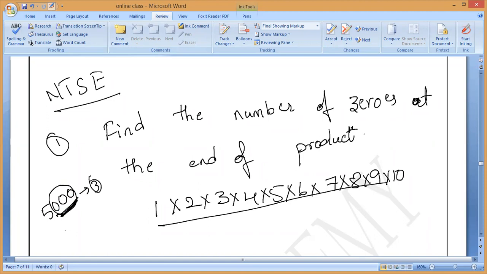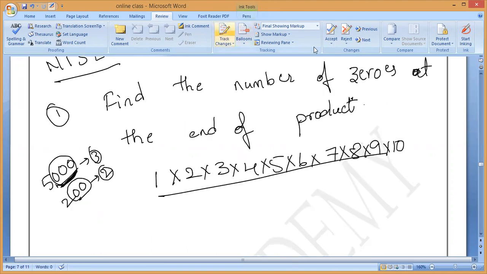Suppose you may get 200. At the end, how many zeros? 2 zeros. Answer is 2. Like that, you can solve this question. All of you take your own time and solve that. Do the multiplication and tell how many zeros there are after multiplying 1 to 10. Fastly tell. Take your time and solve. No issues.